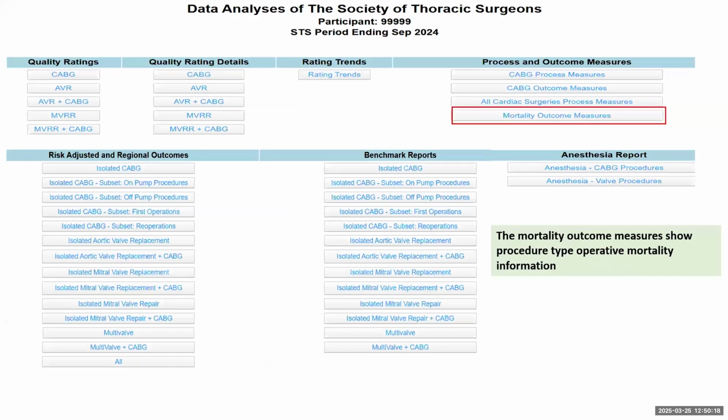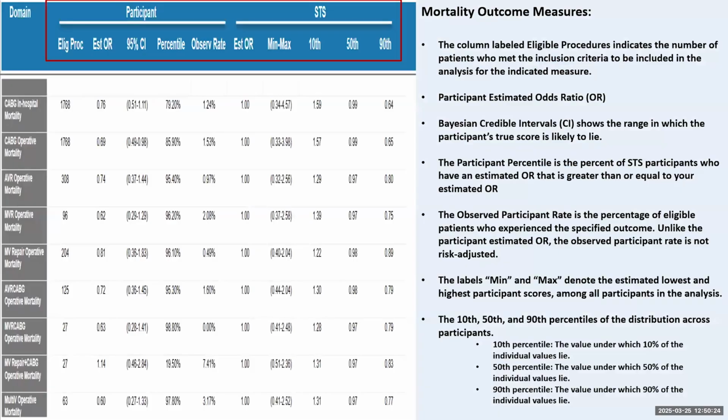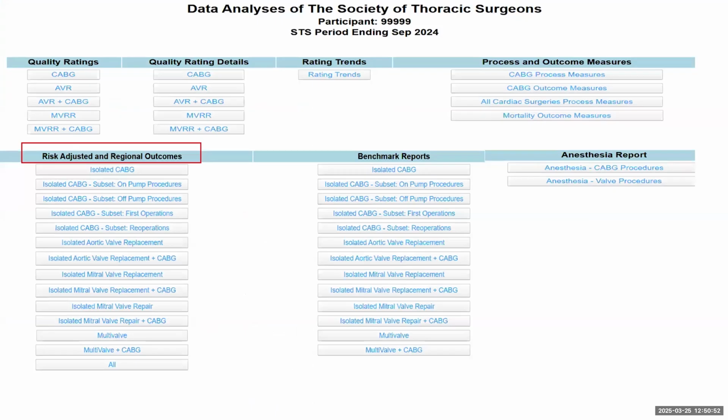Okay, mortality and outcome measures. This just shows, I think this is kind of an interesting little graph. Basically, you have all of your mortality grouped in one place. The layout and the verbiage is very similar to what we already discussed, so I'm not going to go through all that again. I just wanted to show you what was in this section for the outcome and mortality measure section of your report.